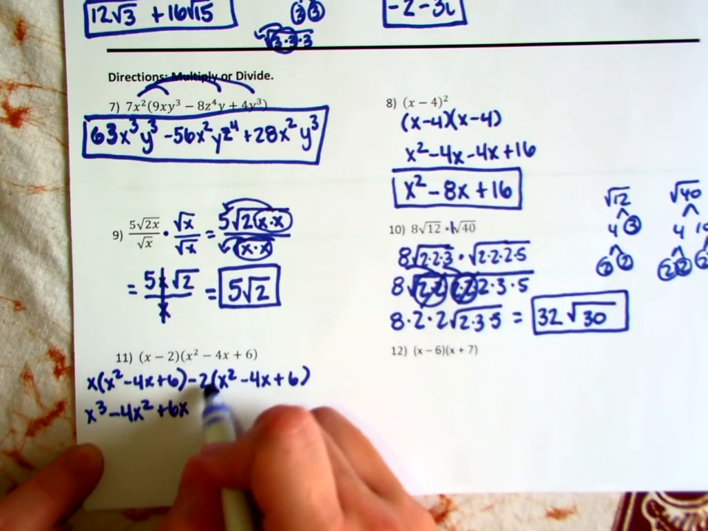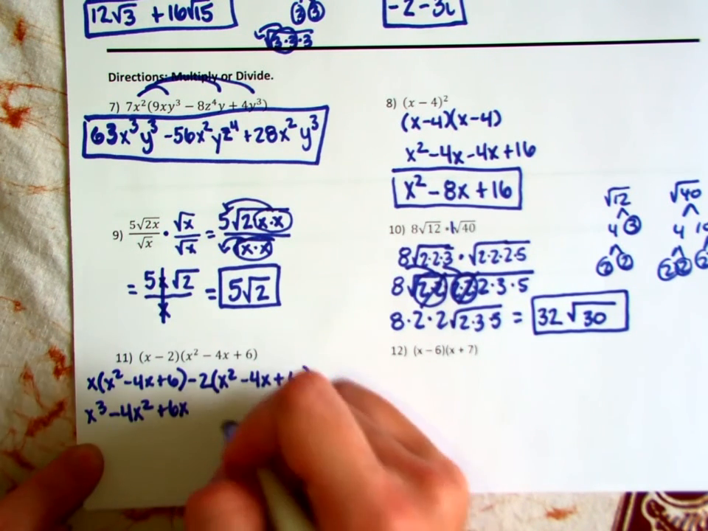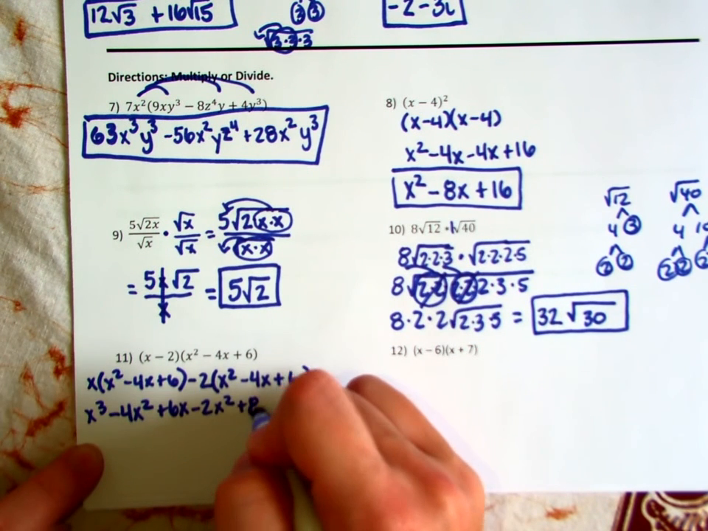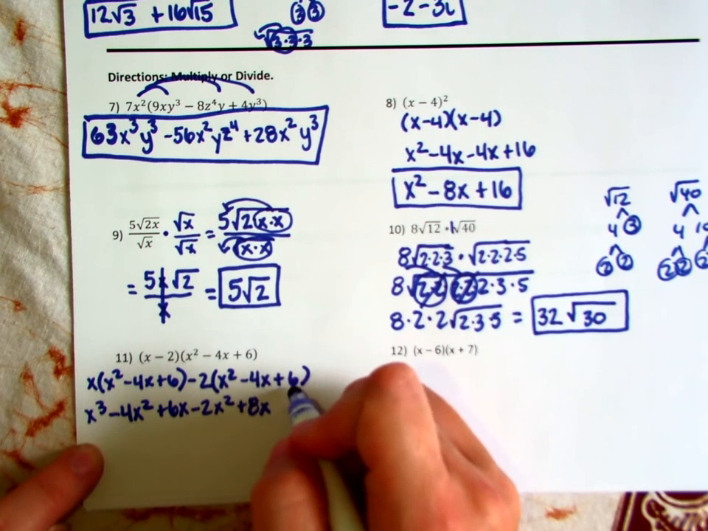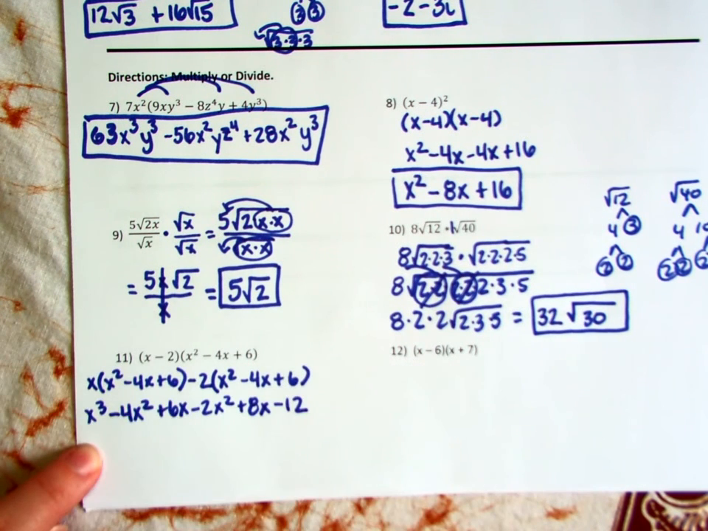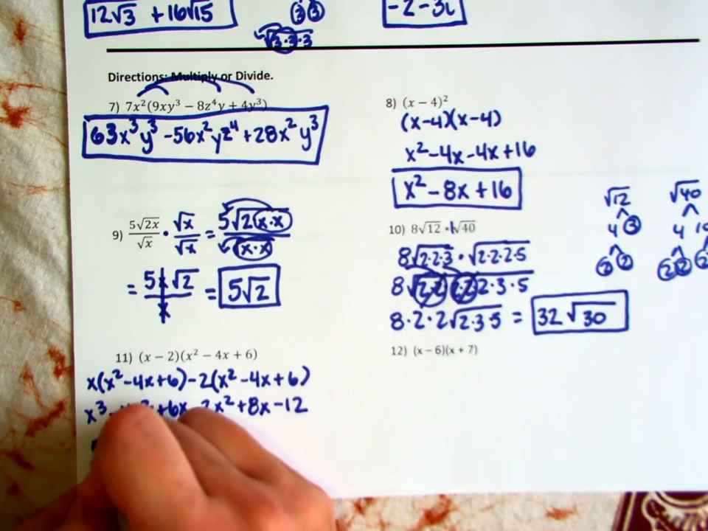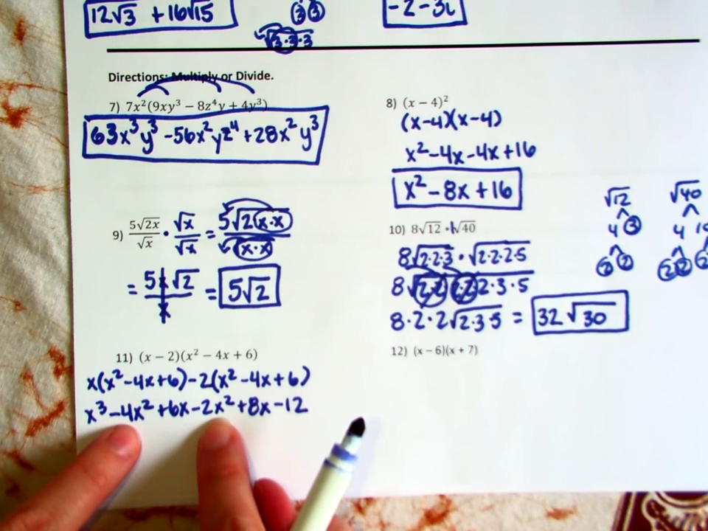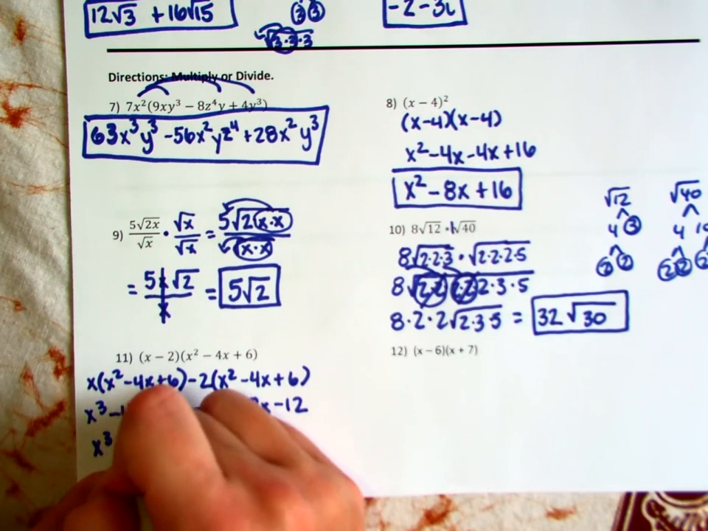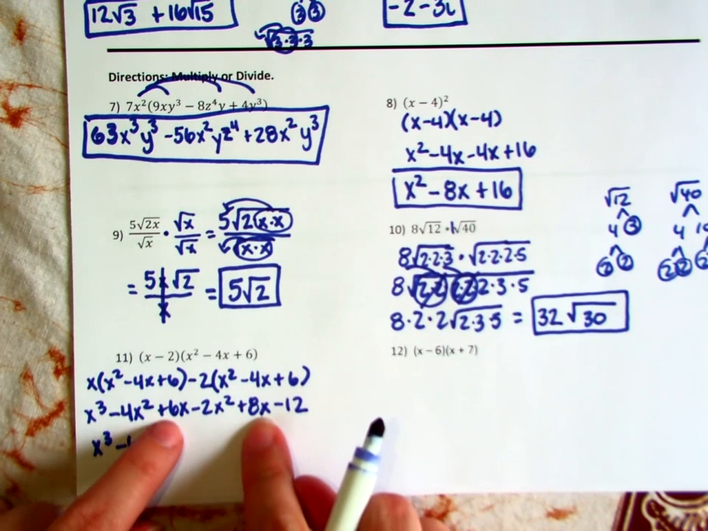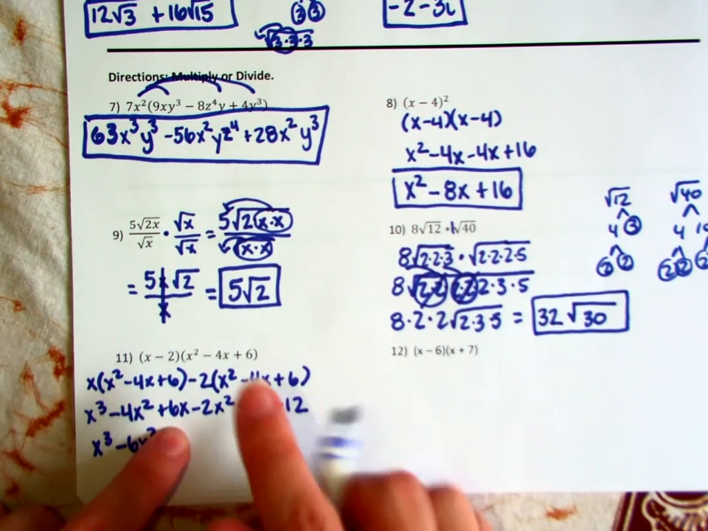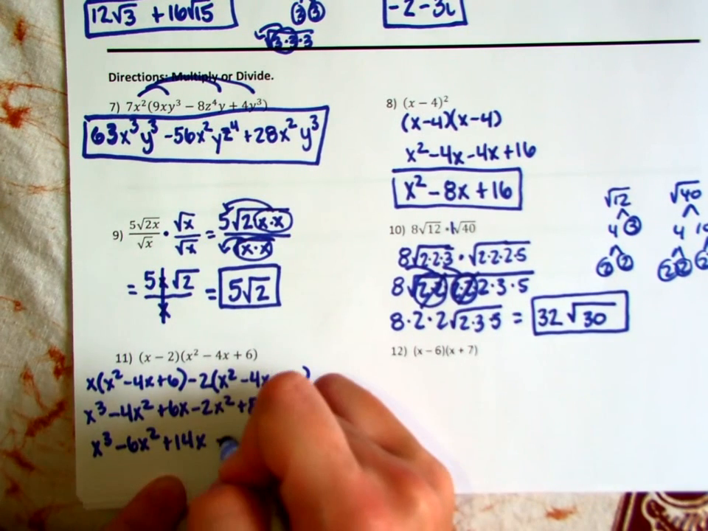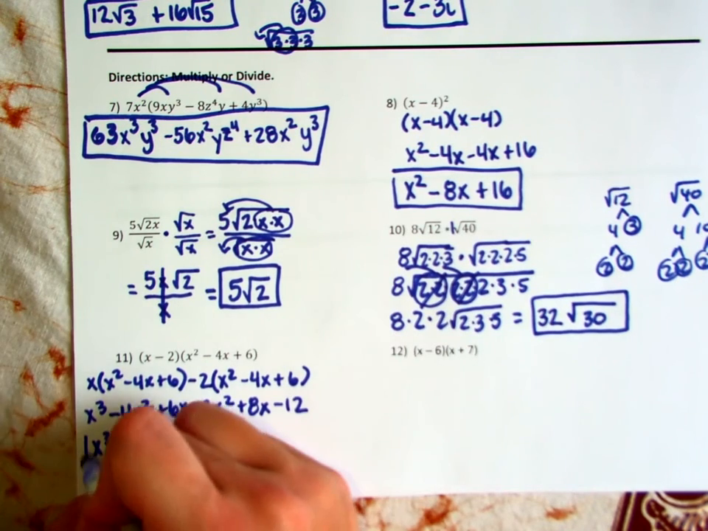Distribute again, but this time we're going to use negative 2. Negative 2 times x squared is negative 2x squared. Negative 2 times negative 4x is positive 8x. And negative 2 times 6 is negative 12. Now just look for your like terms. Starting with x cubed, it was the only one of its kind. The x squared, these two match. So negative 4x squared minus 2x squared, negative 6x squared. Do the x's. 6x plus 8x, 14x. And the only thing left is this negative 12. That is your final answer.